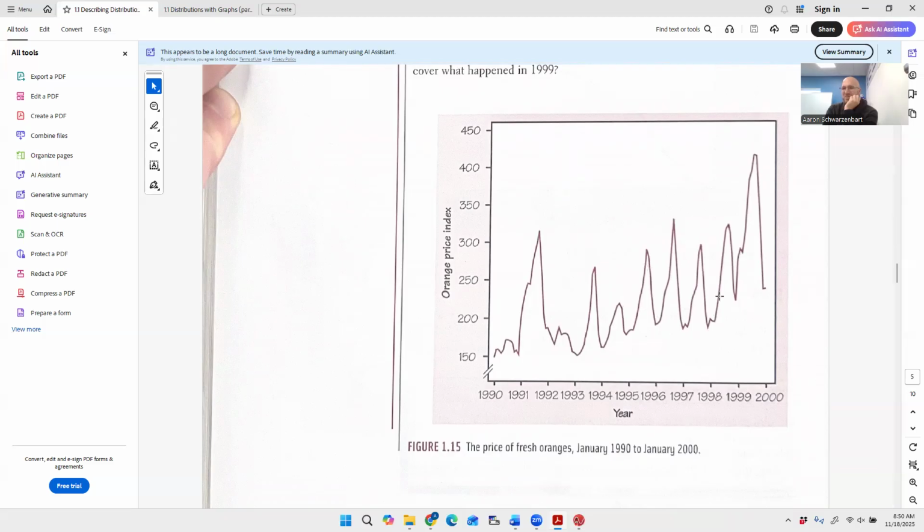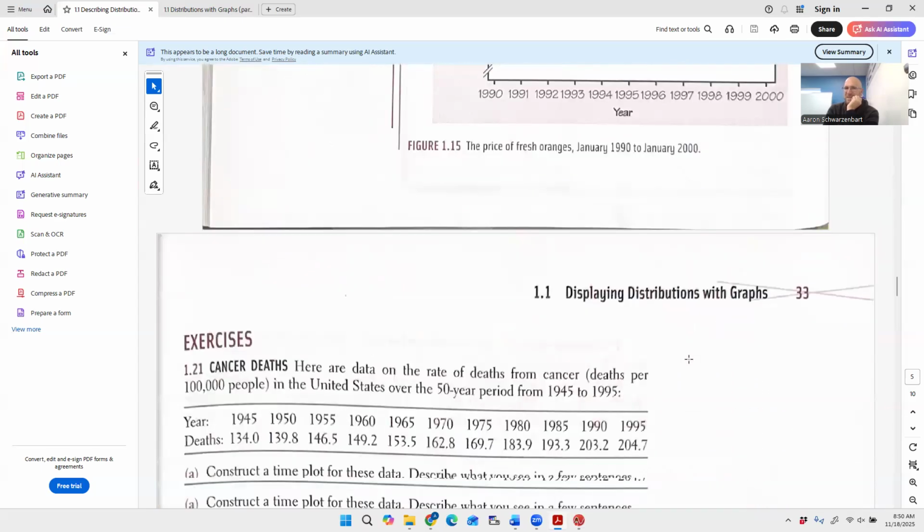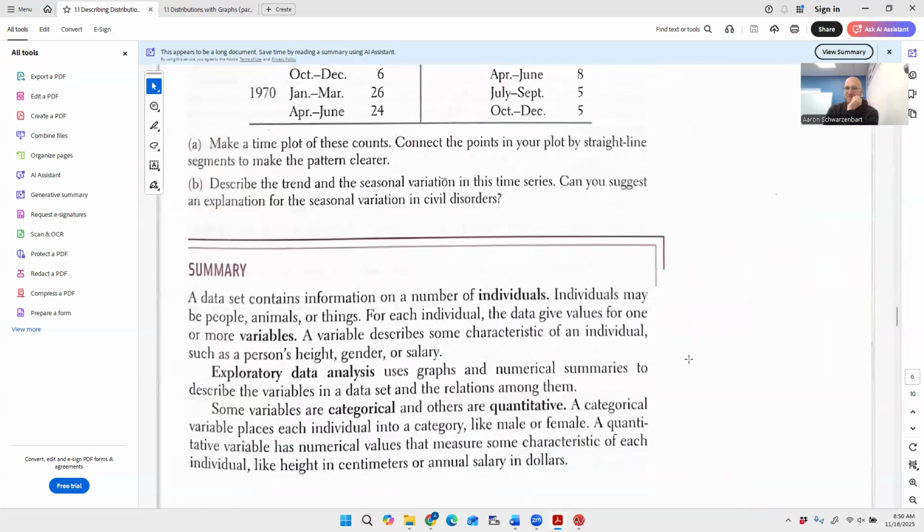What is the general trend showing over the 90s of the prices of oranges? It's going up. The high price is going up and the low price is going up. But there's quite a bit of seasonal variation. And that's what a time plot shows us. Okay?